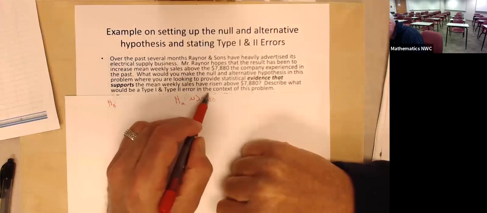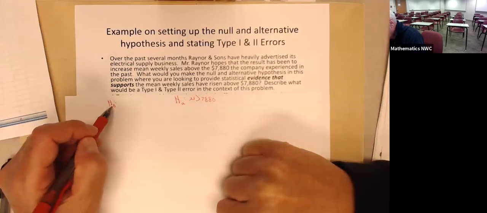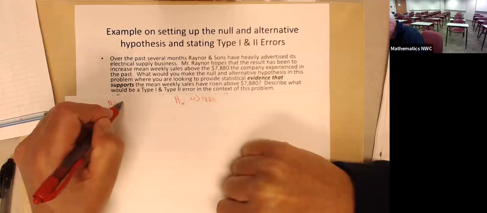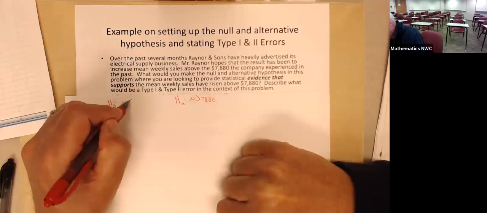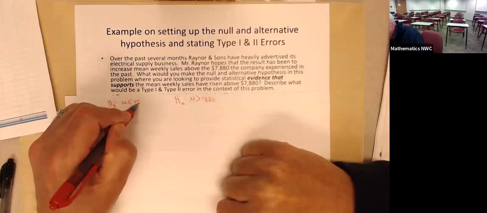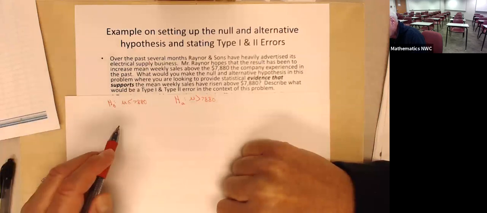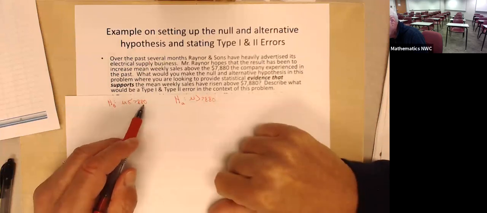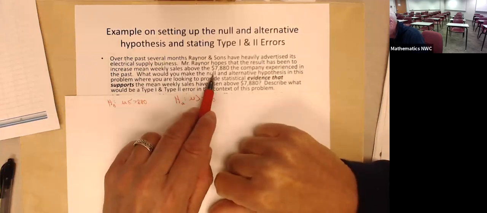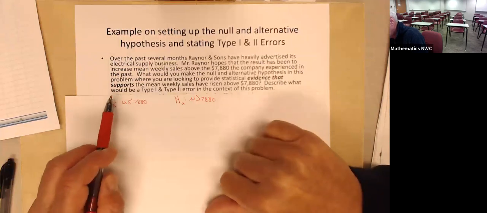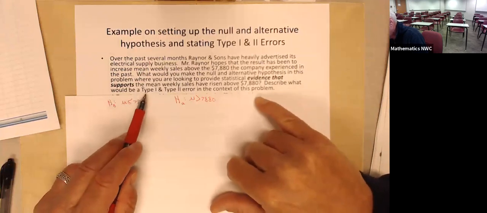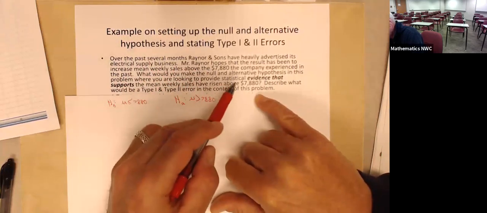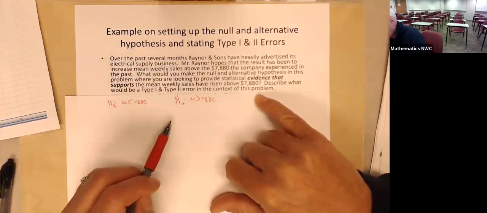I actually come up with this one first, then go back and get the null. The null is the opposite. So the opposite of greater than would be less than or equal to 7880. That's all I would have to do to get my null and alternative. Now, what would be a type 1 error and type 2 error in context? That means connected to this particular problem.